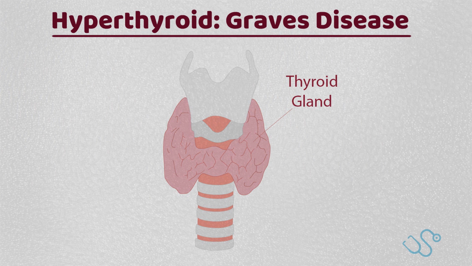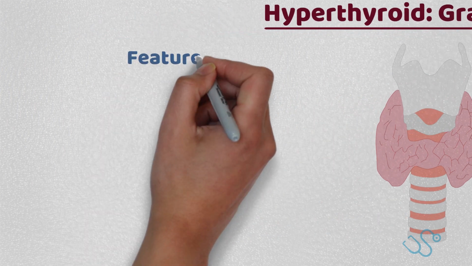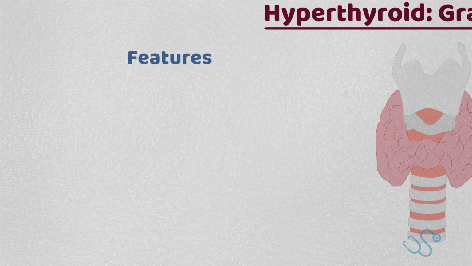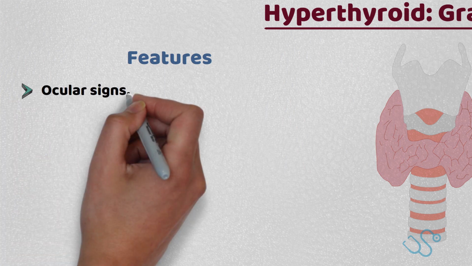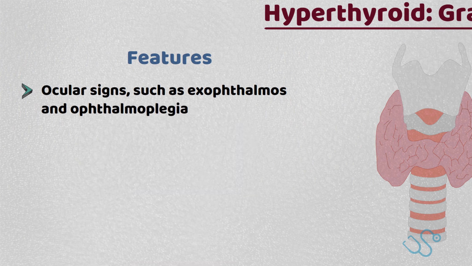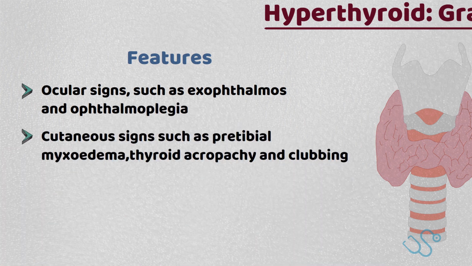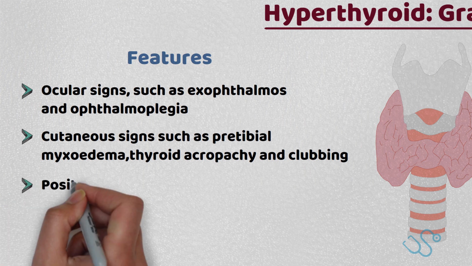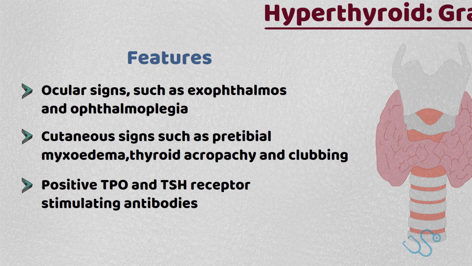Graves' disease itself presents the specific clinical signs that are often examined in the MRCGP AKT. These include ocular signs such as exophthalmos and ophthalmoplegia, as well as cutaneous signs such as pretibial myxedema and thyroid acropathy and clubbing. It's worth familiarising yourself with images of these, just in case they're examined upon. Patients with Graves' disease often have a positive TPO and TSH receptor stimulating antibodies.